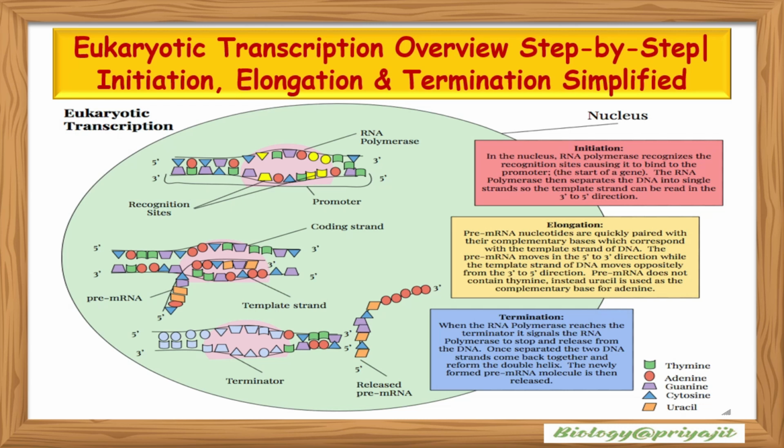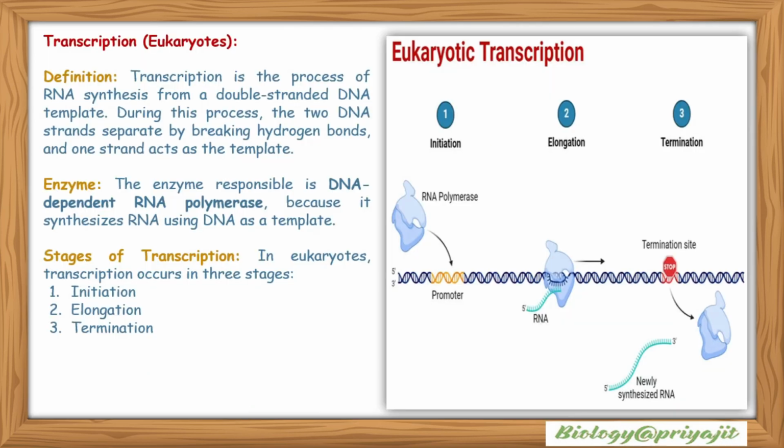for efficient transcription. Transcription is basically the process of RNA synthesis from a double-stranded DNA template. During this process, the two DNA strands separate from each other by breaking the hydrogen bonds, and one strand acts as the template. The enzyme responsible is DNA-dependent RNA polymerase, because it synthesizes RNA using DNA as a template.